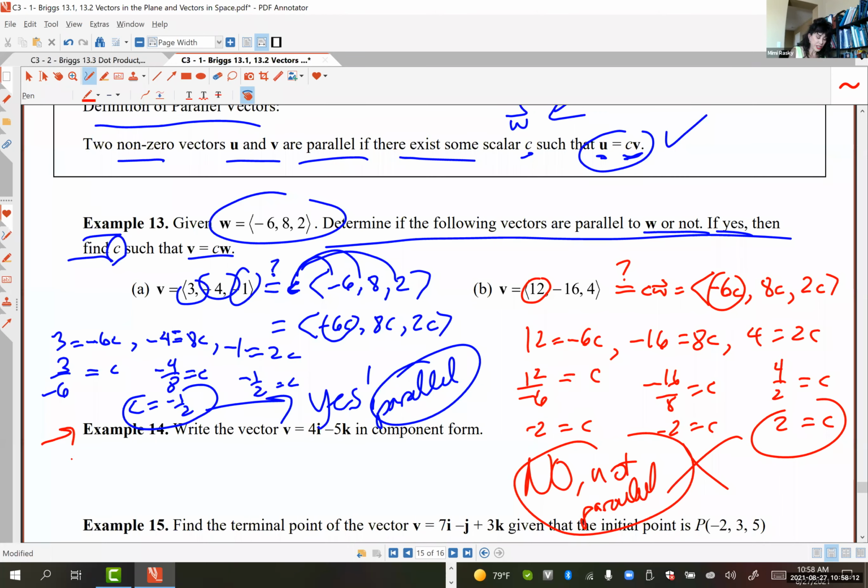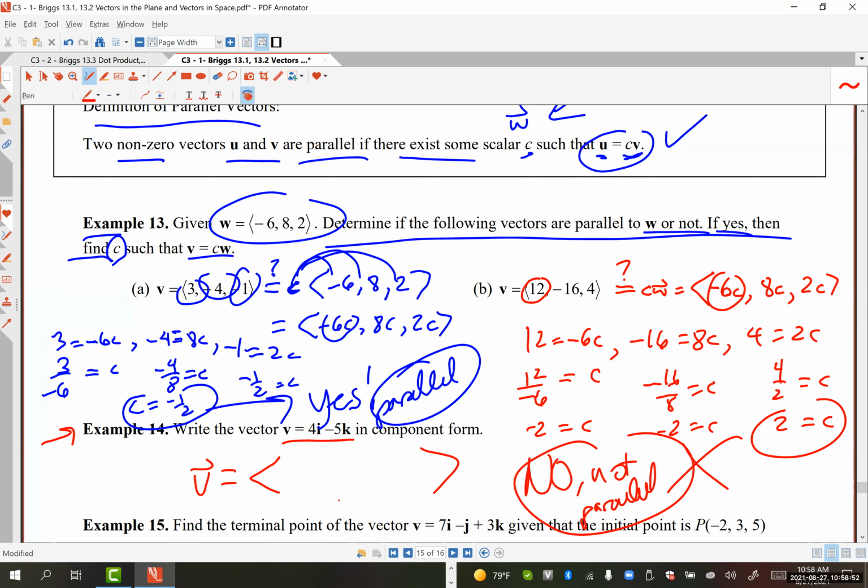Okay, new topic here. Check out this example. Write the vector, and this is easy peasy, 4i minus 5k in component form. Okay, so how do we do that? Component form means we use angular brackets. Anybody have an idea? Do we just multiply it by 1, 0, and 0, 1 for the I and K? Well, you could. That would be an intermediate step. There's a quicker way. I think you can just do it by inspection.